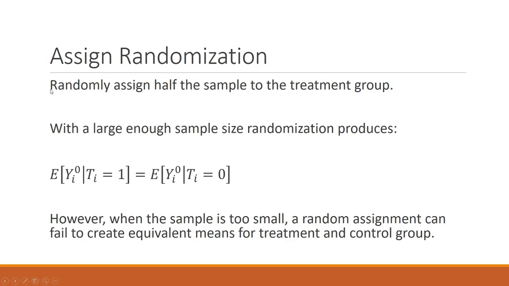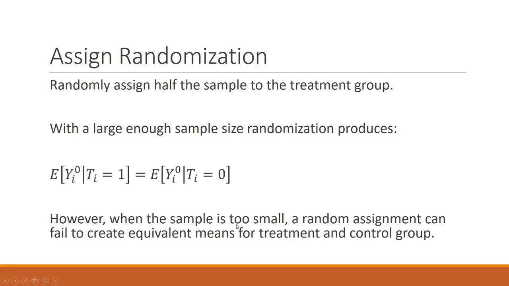Okay, so we randomly assign. Once we've picked our level of randomization, we're going to randomly assign half of the sample to the treatment group, and the other half will go into the control group. That means half of the sample will receive the intervention, and the other half will not. And if our sample size is large enough, we'll be able to achieve statistical independence, and we'll be able to conclude that our selection bias is equal to 0. That means our treatment group is the same as our control group on average.